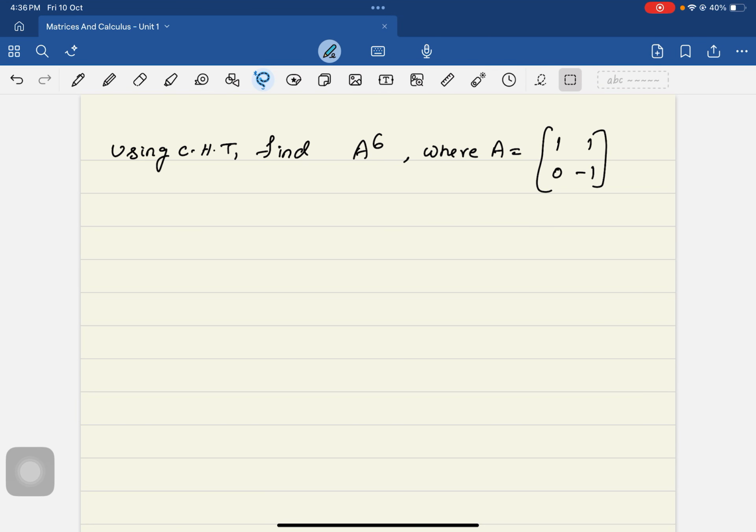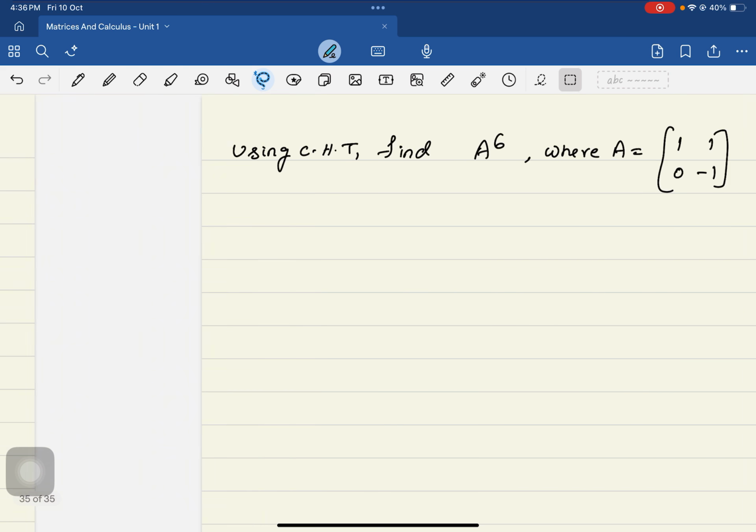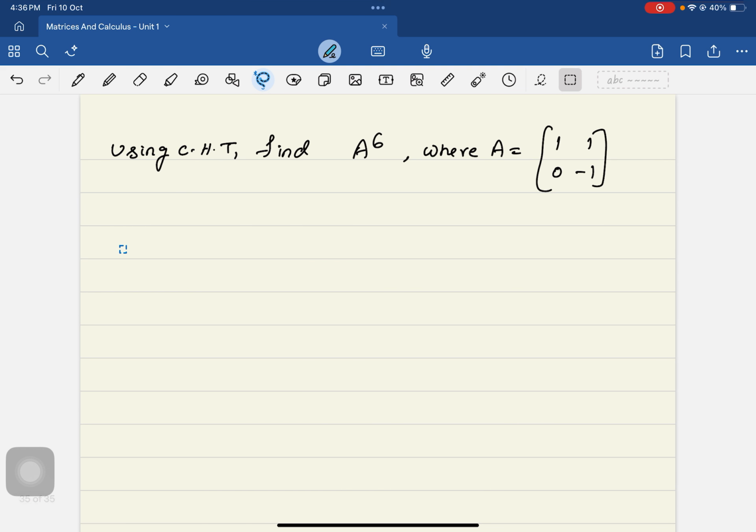Welcome dear students. Today we are going to do the application of Cayley Hamilton theorem. What the Cayley Hamilton theorem actually explains is, the statement is: every square matrix satisfies its characteristic equation. Every square matrix satisfies its characteristic equation.